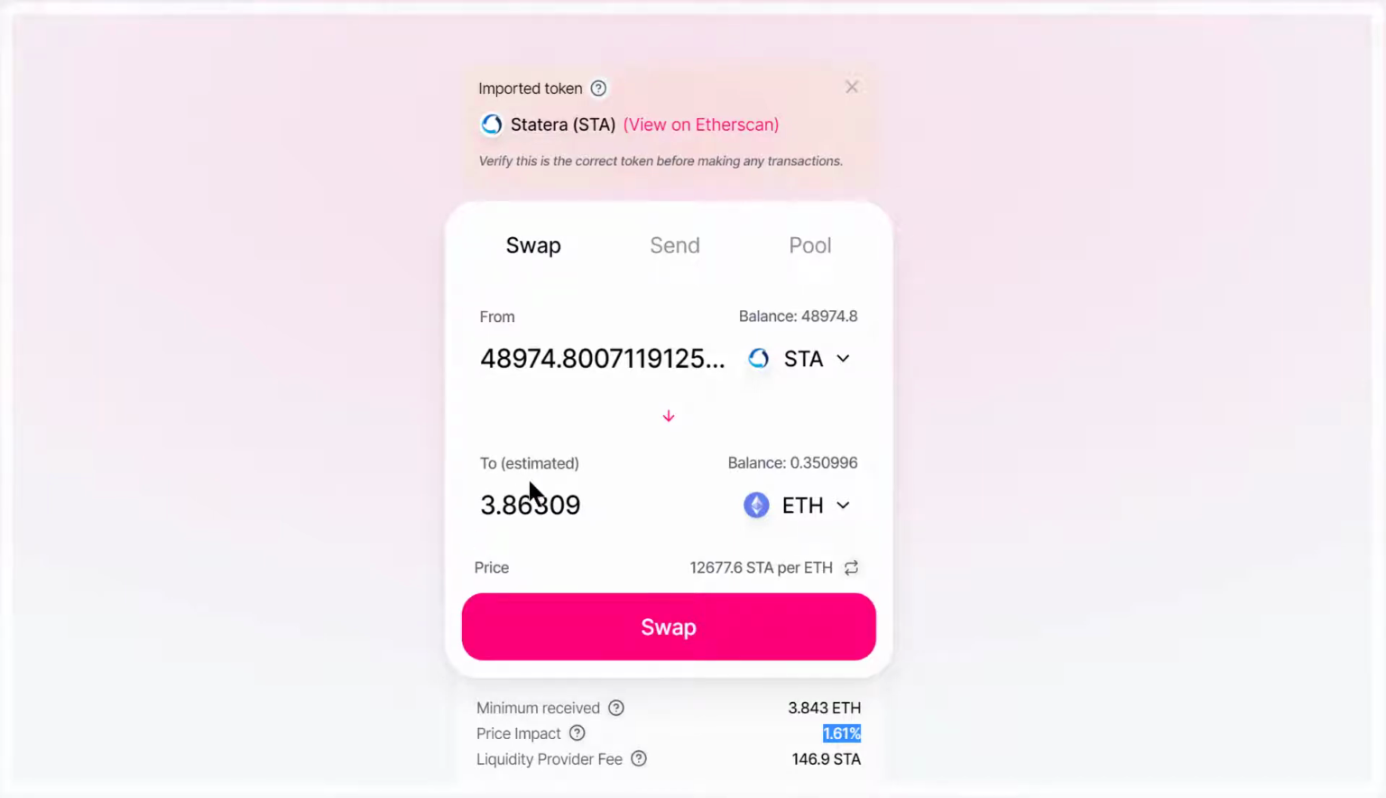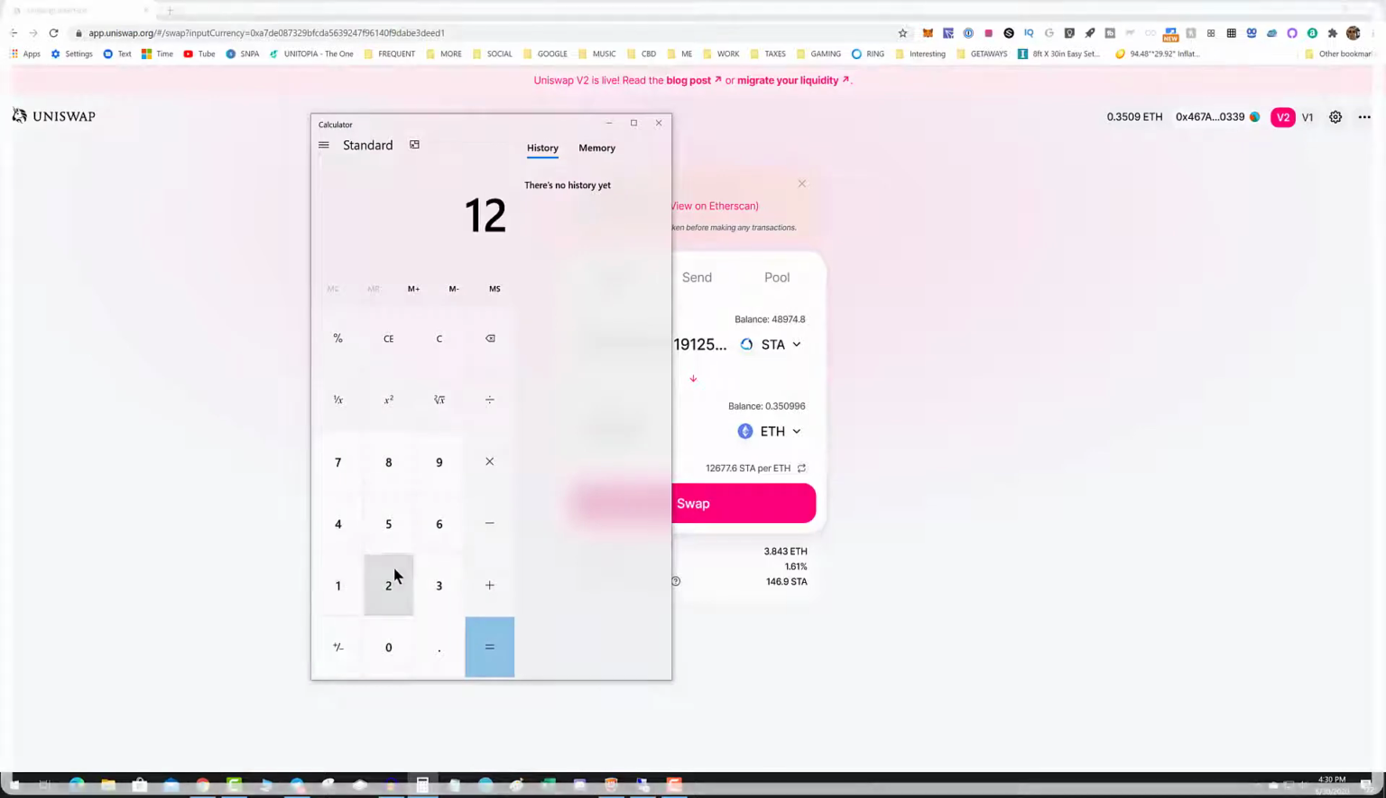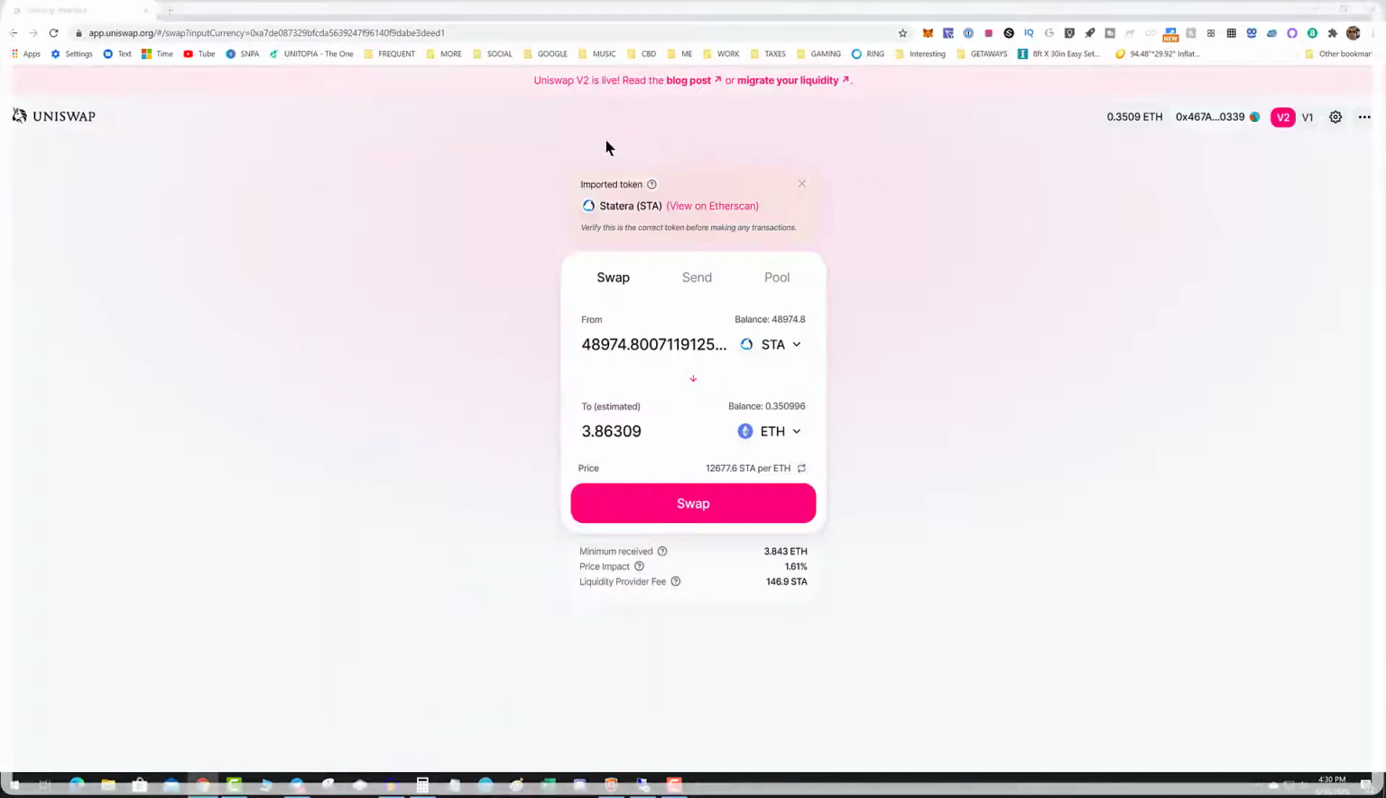That means that if STA is currently at this price per ETH, I could take 12,676, multiply it by 0.0161, and that means I'm going to have a price impact of 204, meaning the price would go down overall if I did this order all at once.